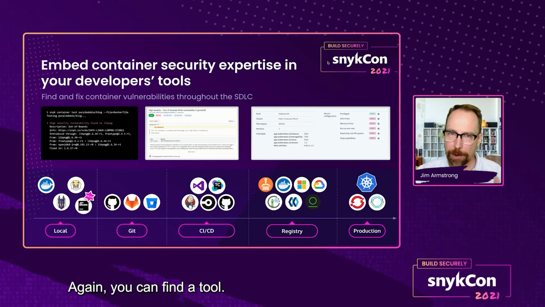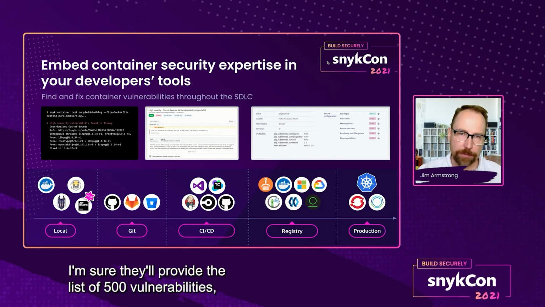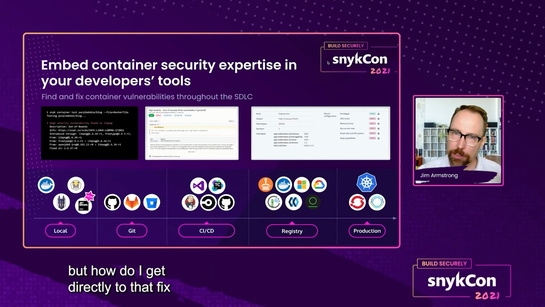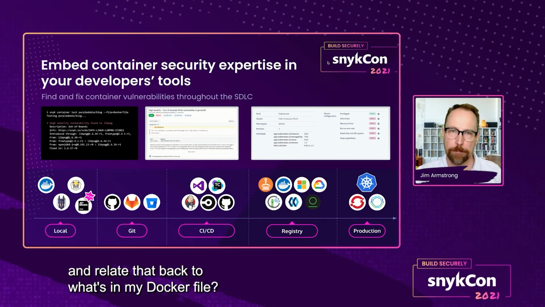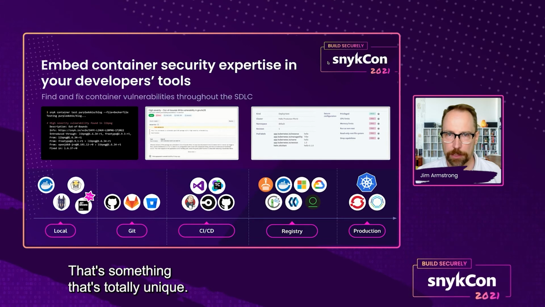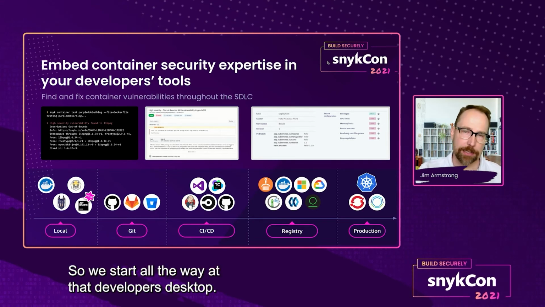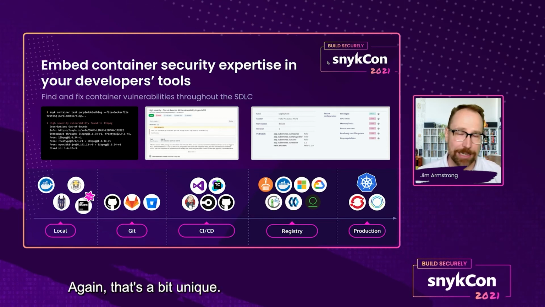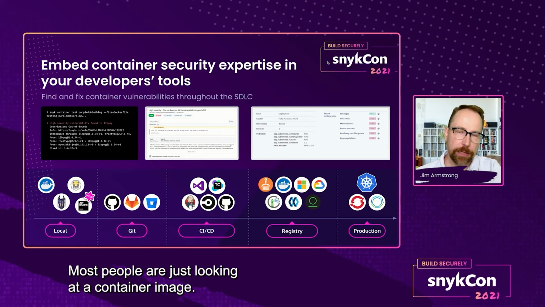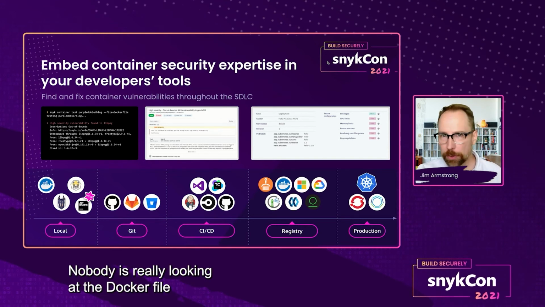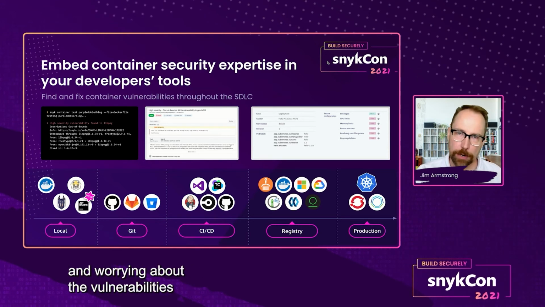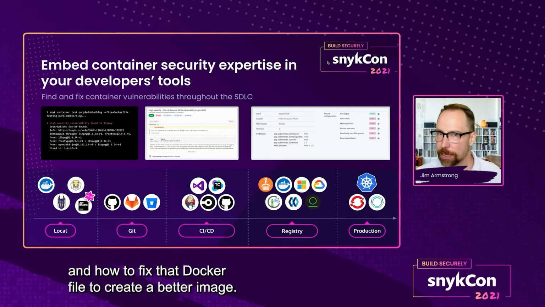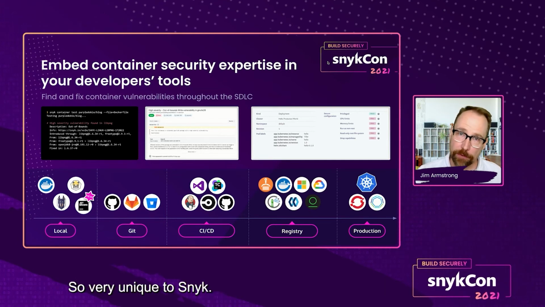Again, you can find a tool, I'm sure, that provides the list of 500 vulnerabilities, but how do I get directly to that fix and relate that back to what's in my Dockerfile? That's something that's totally unique. So we start all the way at that developer's desktop. We of course scan in any Git repo. Again, that's a bit unique. Most people are just looking at a container image. Nobody is really looking at the Dockerfile and worrying about the vulnerabilities and how to fix that Dockerfile to create a better image. So very unique to Snyk.